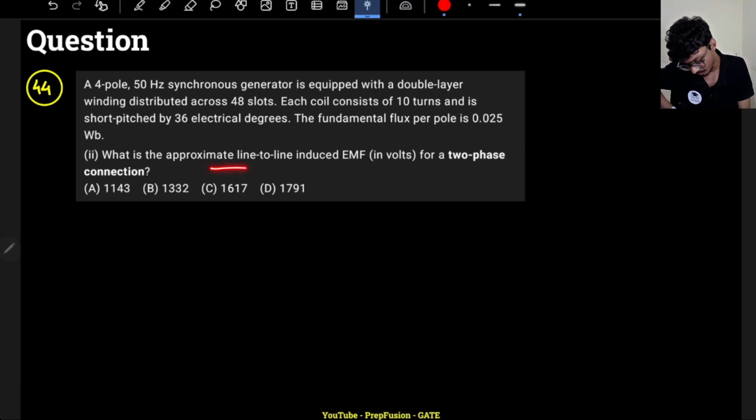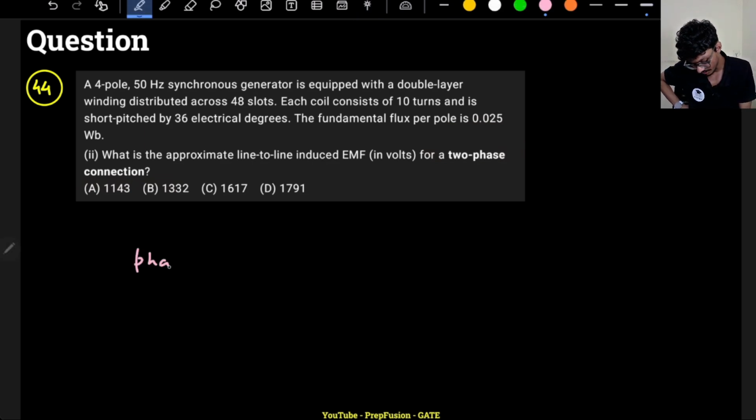They are asking what is the approximate line to line voltage for a two phase connection. Okay, it is very interesting. If it is a two phase connection, then what will be the approximate line to line voltage? Here, what is the number of phases? Number of phases is 2. For a two phase connection, this information you should know, the phase difference between the two phases will be 90 degrees. It will not be 180. Okay, it will be 90.